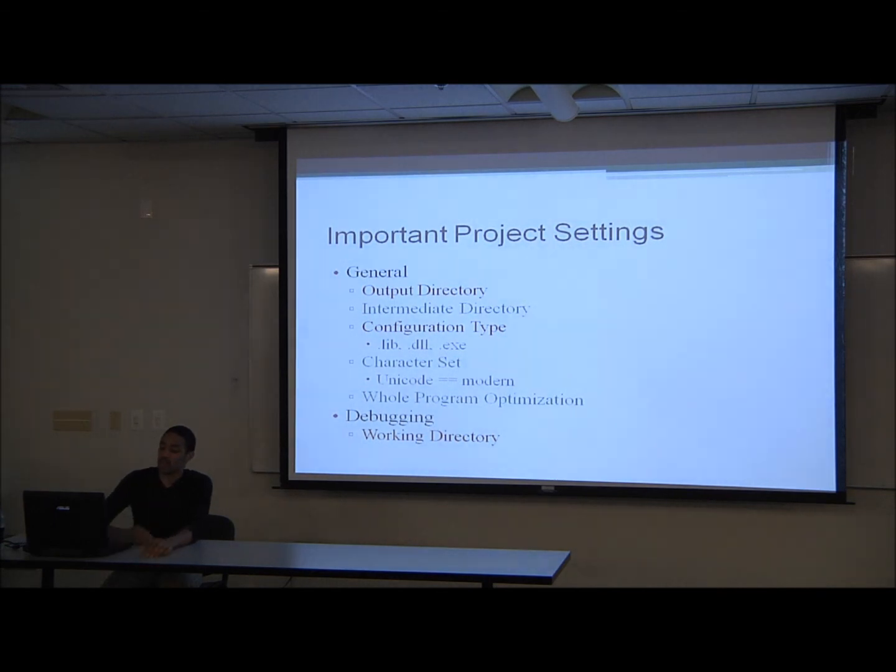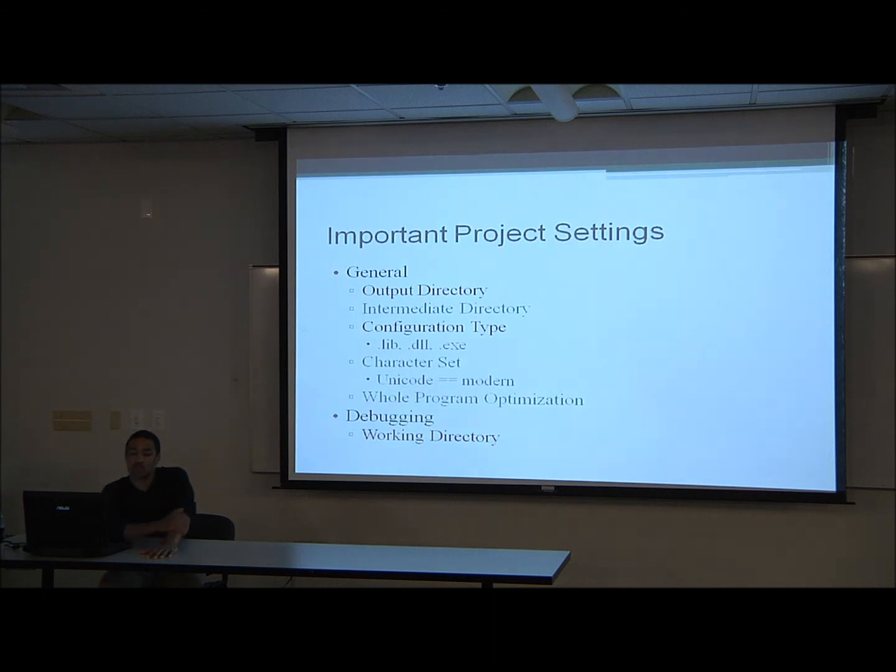Some of the really important ones, I'm just going to highlight in red and then talk about them really briefly. An output directory is where your executable goes. Configuration type is: are you building a library, which is something that builds into your executable, a DLL, which is something that you link against when you run, or an executable, something you can double click and it'll run and do something cool.